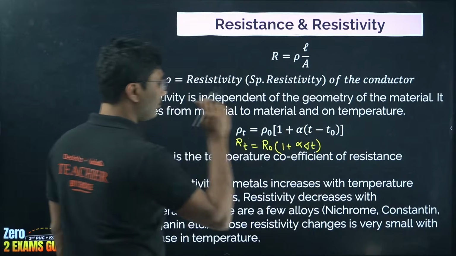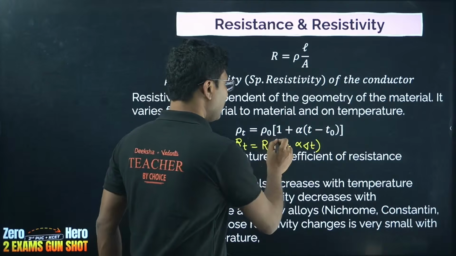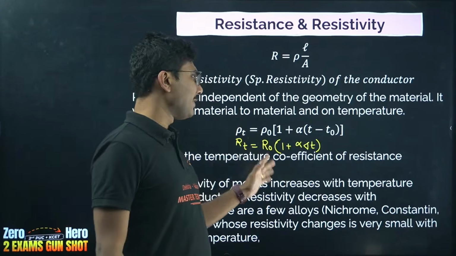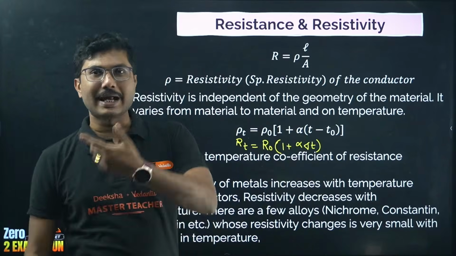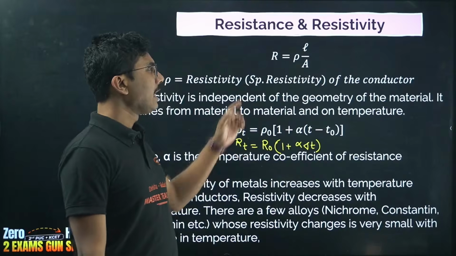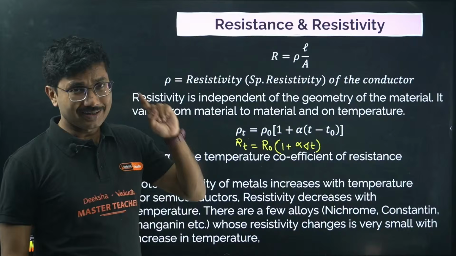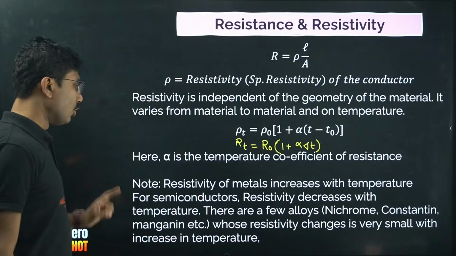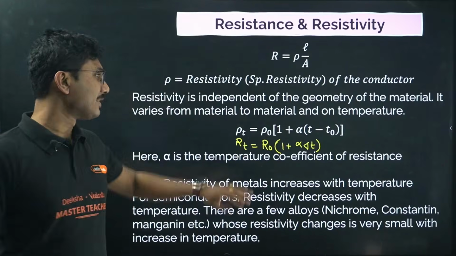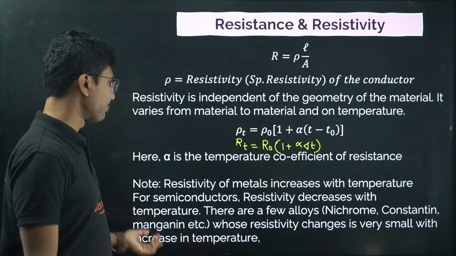This is the formula that you should remember. Delta T is the difference in temperature. So resistance also depends on temperature. Resistivity only depends on temperature and material. If material is fixed, it only depends on temperature. Resistance depends on length, depends on area, and it depends on the temperature as well. Note, resistivity of metals increases with temperature. So resistivity increases with temperature, that means resistance also increases.